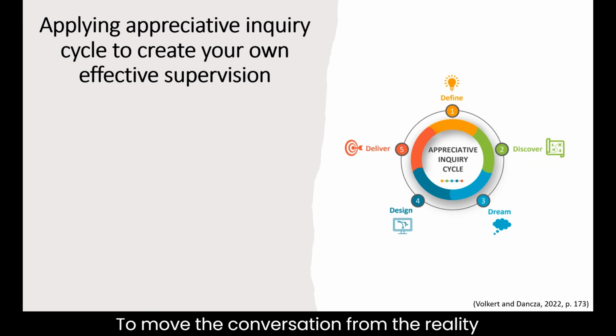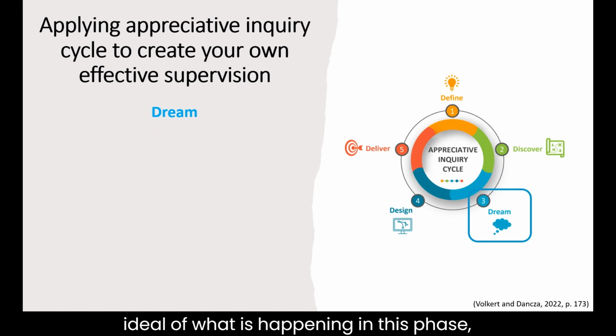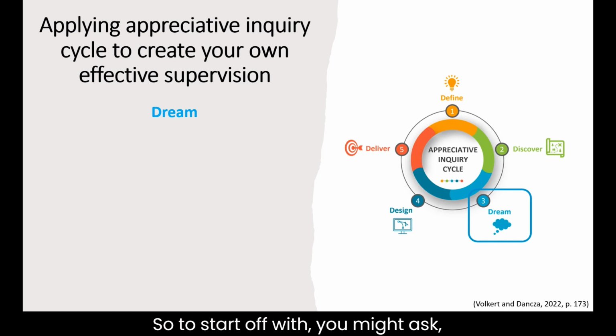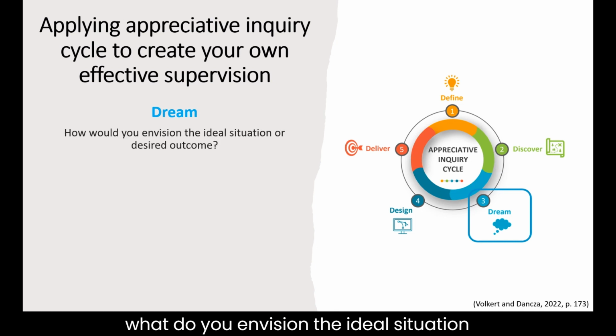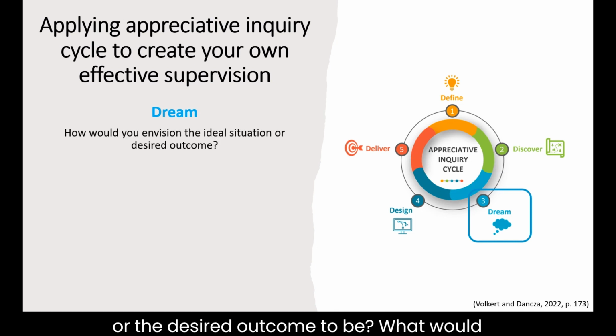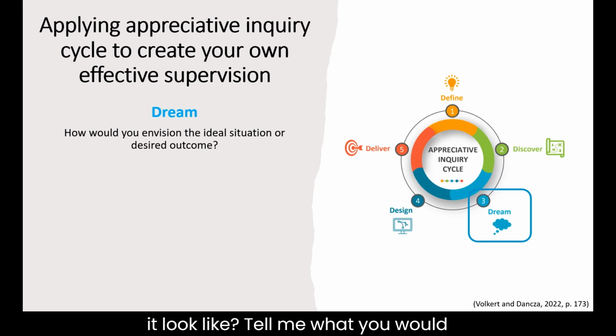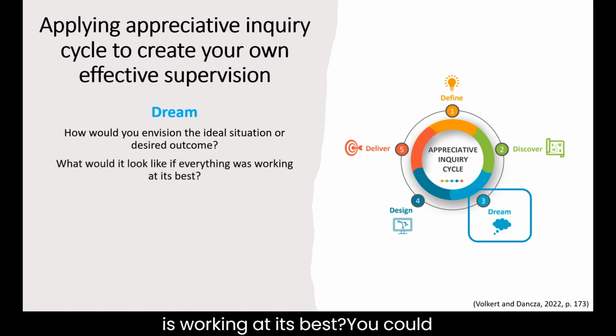To move the conversation from the reality of what is happening now in the discover phase to the dream or the ideal of what is happening in this phase, it might take a little bit of work and it might take a little bit of time. So to start off with, you might ask, well, what do you envision the ideal situation or the desired outcome to be? What would it look like? Tell me what you would see that was different. So what would it look like if everything is working at its best?